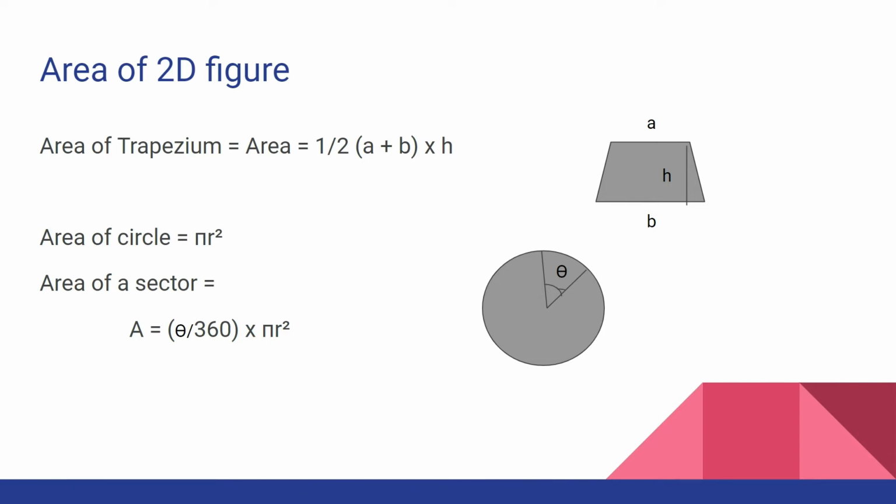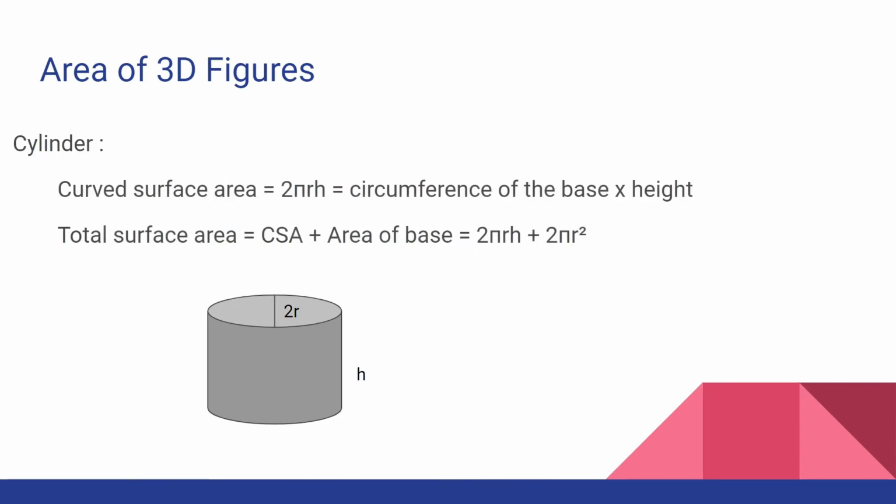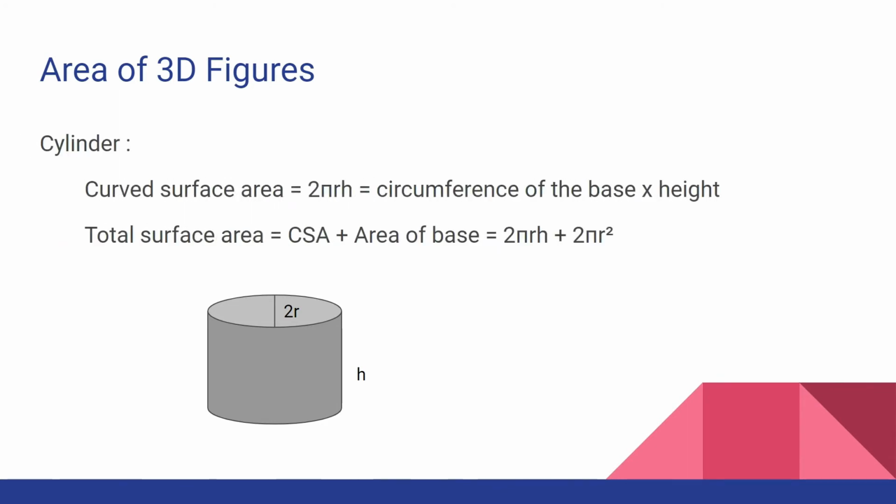Moving on to area of 3D figures. Cylinder. Curved surface area of a cylinder is equal to circumference of the base into height, which will be equal to 2 pi r into h. Total surface area is equal to curved surface area plus area of the base, which will be equal to 2 pi r h plus 2 pi r square.